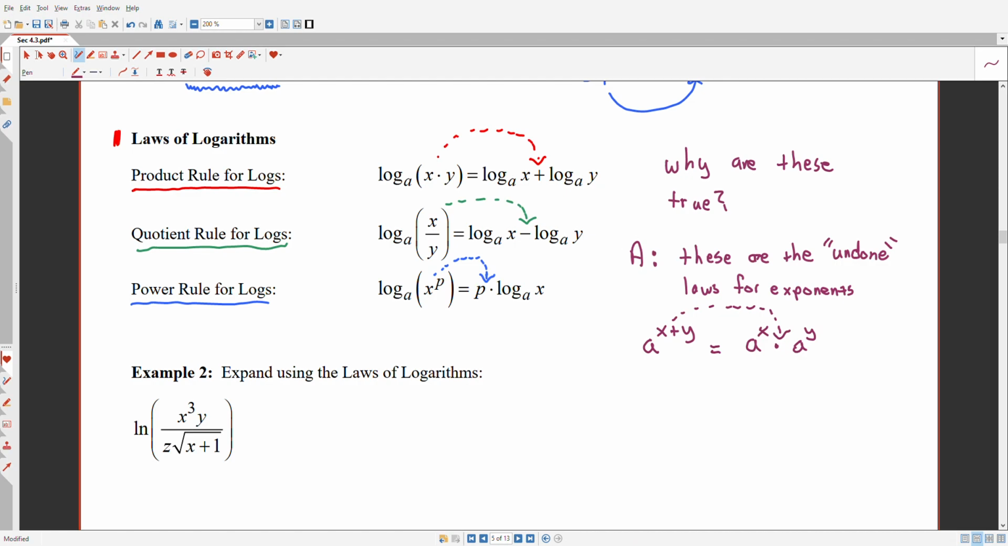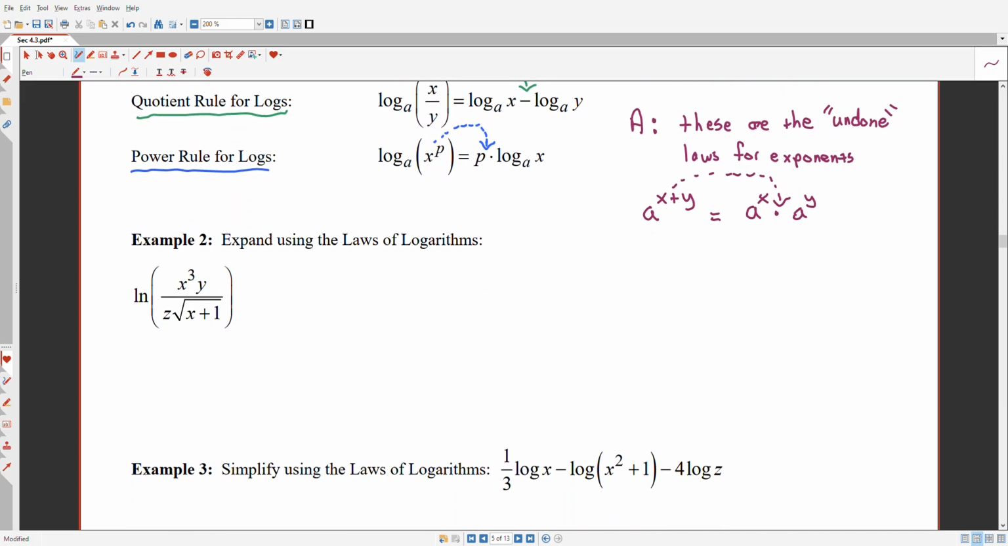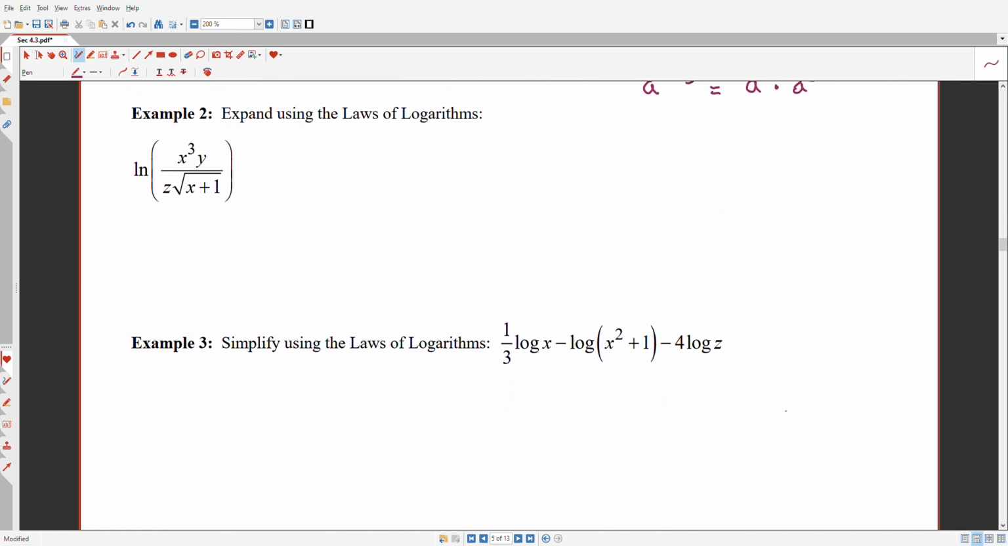Since a logarithm is the inverse of an exponential, it will undo this rule. Okay, that's where these come from, but let's start using these rules. So here's a really good example of one. Example 2 says, let's simplify this expression, the natural log of this weird-looking fraction that has a bunch of variables in it. So, here's the way I think about it.